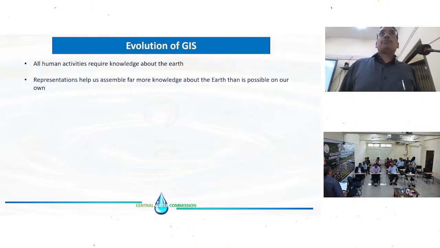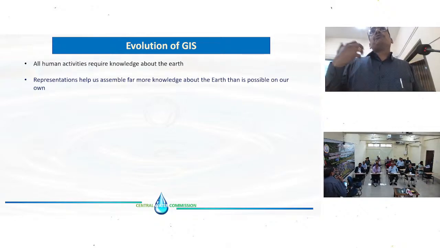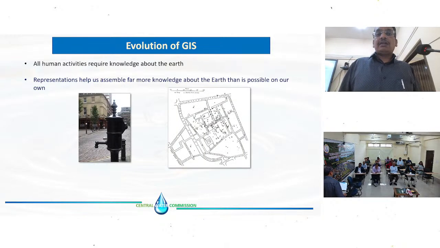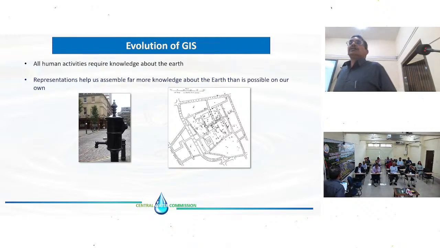There are different types of maps, but those old paper maps, once they are prepared, you cannot modify them. You cannot make any changes. And if you try to incorporate too many elements or too much information in a map, the map will become very clumsy. Ultimately it will not serve your purpose, which is simplification of the complex reality. So representations basically help us to assemble more knowledge than is possible on our own.